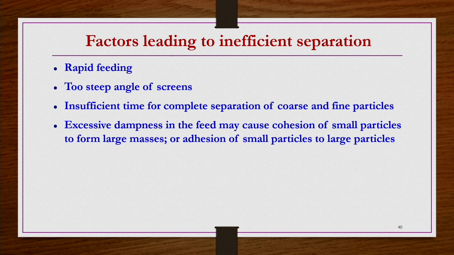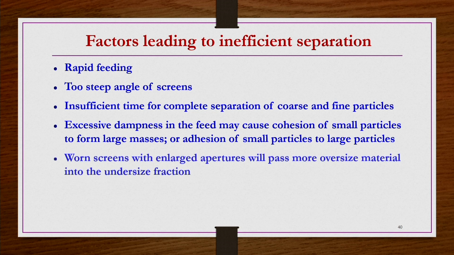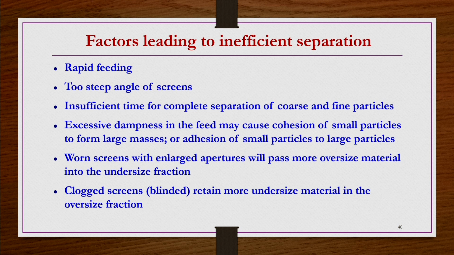Excessive dampness in the feed may cause cohesion of small particles to form large masses, or adhesion of small particles to larger particles. In such cases also, efficiency is very poor. Sometimes worn screens with enlarged apertures may pass oversized material into the undersized fractions. That also causes inefficient separation. And sometimes blinding or clogging of screens takes place because of blockage of the screen openings. Then they may retain more undersized material in the oversized fraction, so inefficient separation would take place.